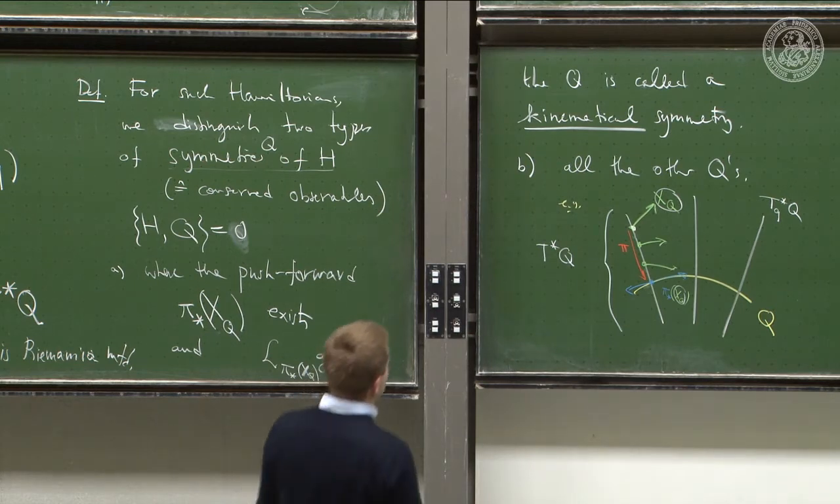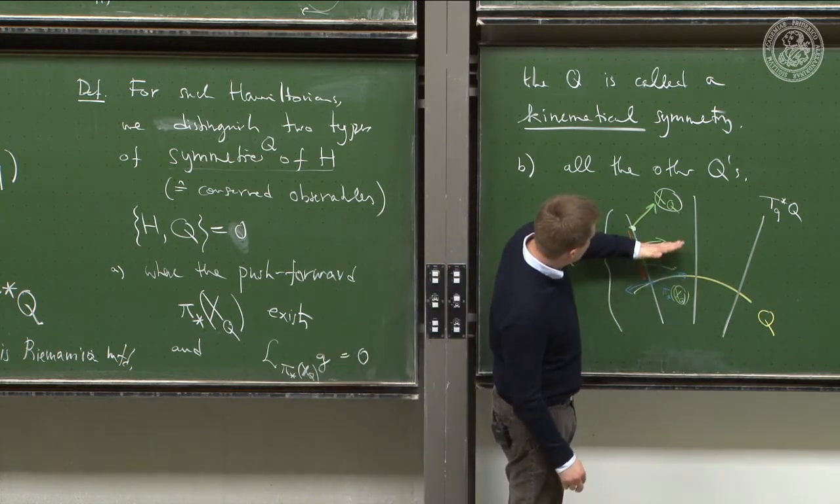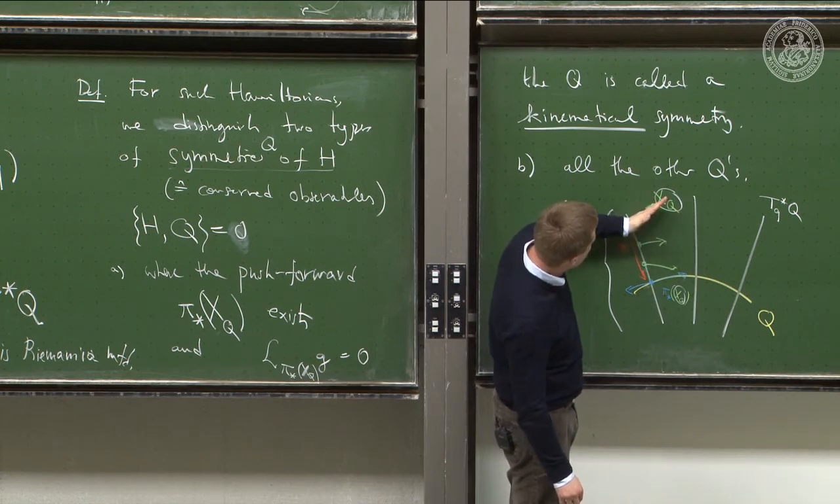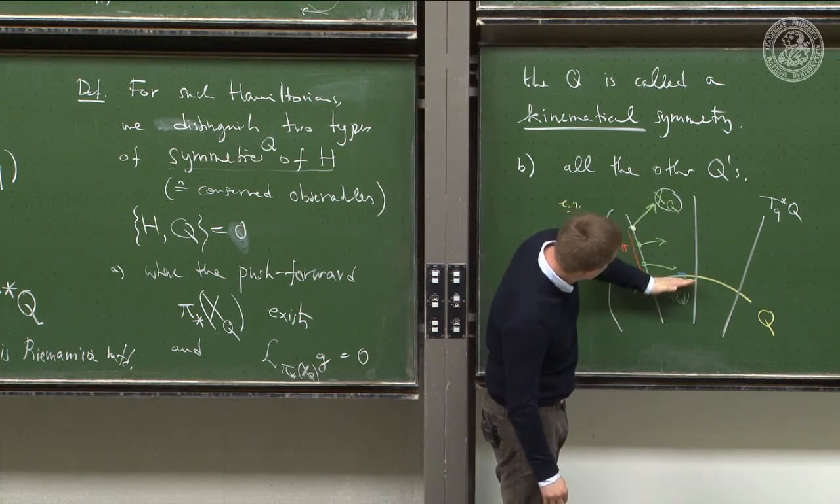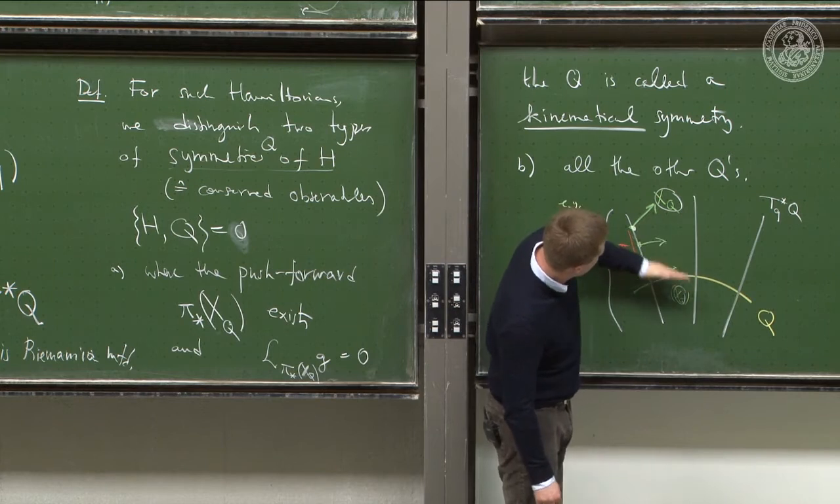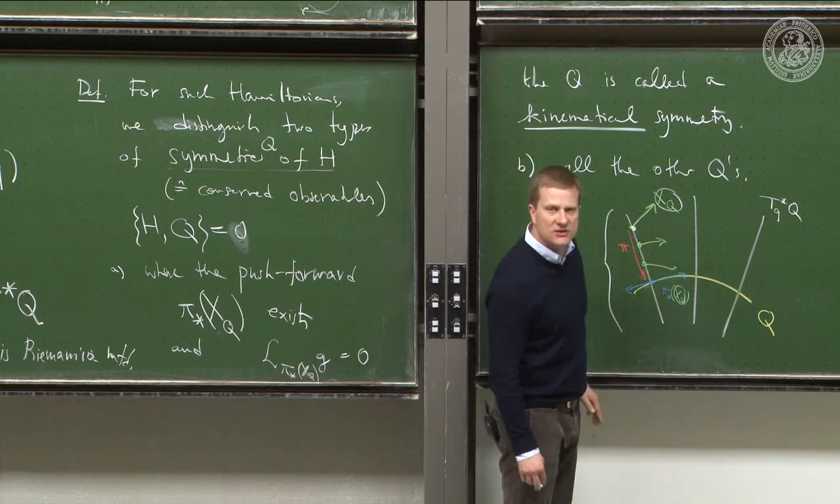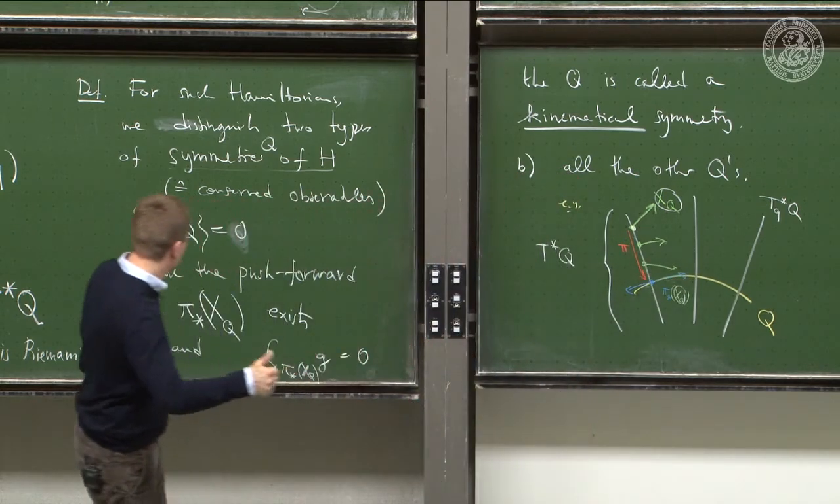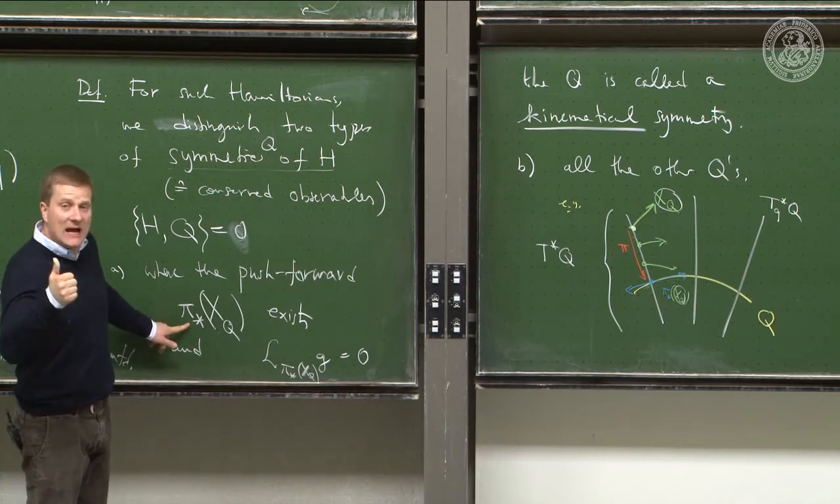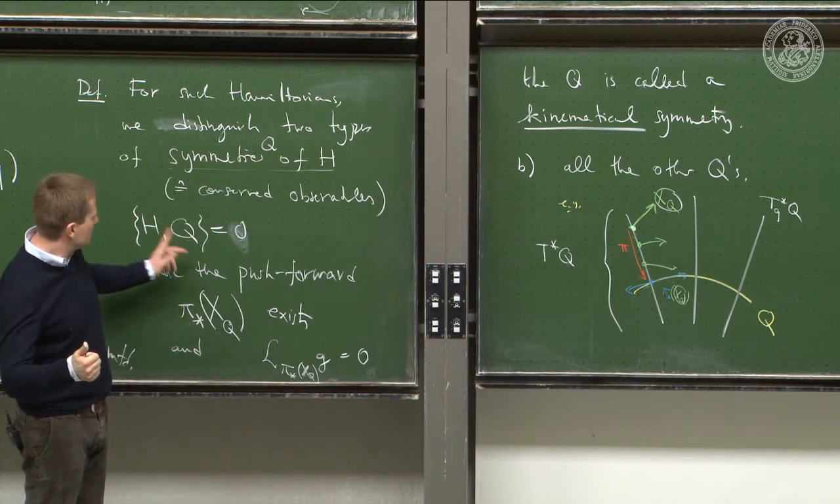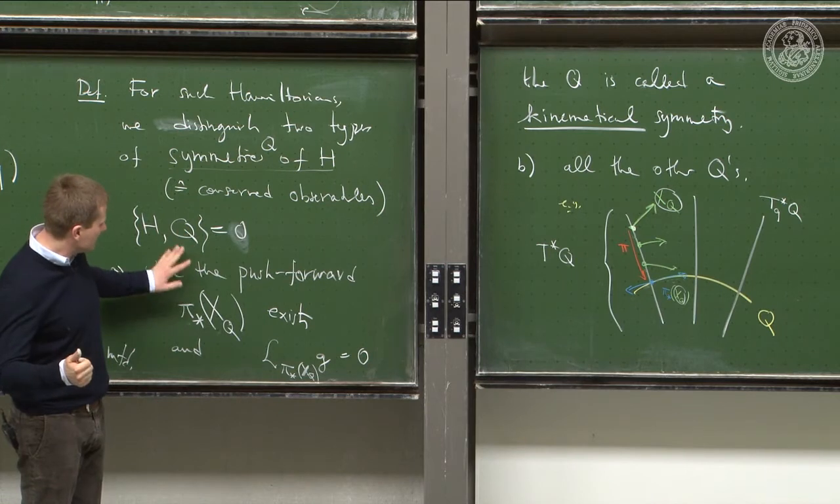Only if this field conspires along here in such a way that whatever value it takes here, the push forward is the same as the push forward of the value there. It's a very strong restriction, right? That they all coincide. And if this restriction is satisfied, then it exists. And then it's still not a kinematical symmetry. A symmetry it is anyway. Still not a kinematical symmetry.